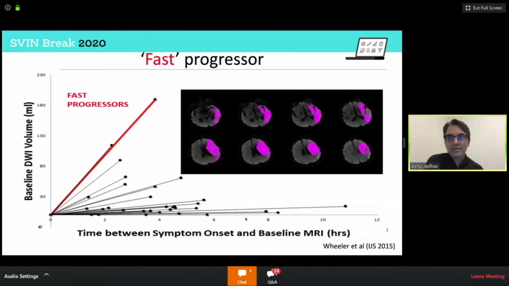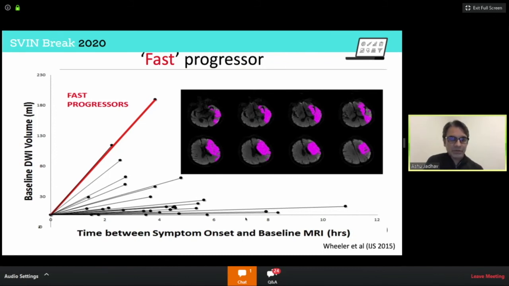So this concept has been looked at in Diffuse 2. These are patients who presented at different time points, underwent MRI. You can see the sort of familiar rapid map there. And there are patients with different size cores presenting at different time points. And you get a graph like this when you plot out the different patients.